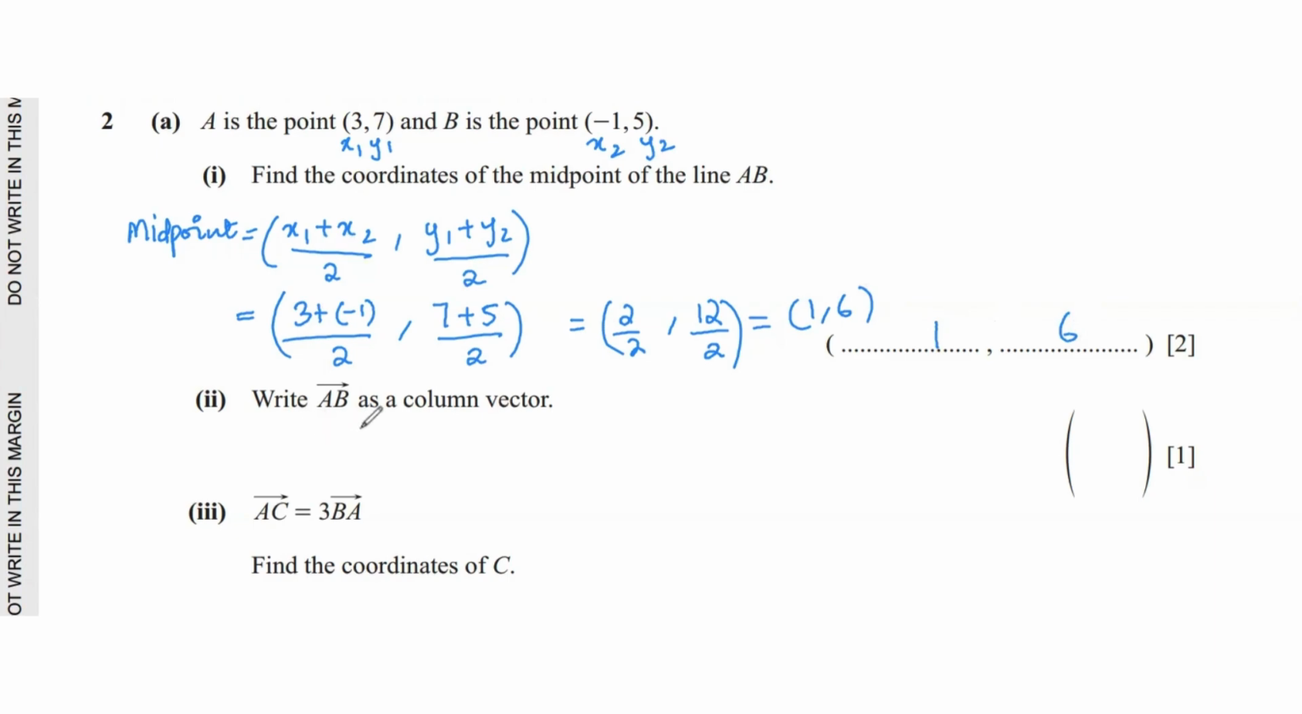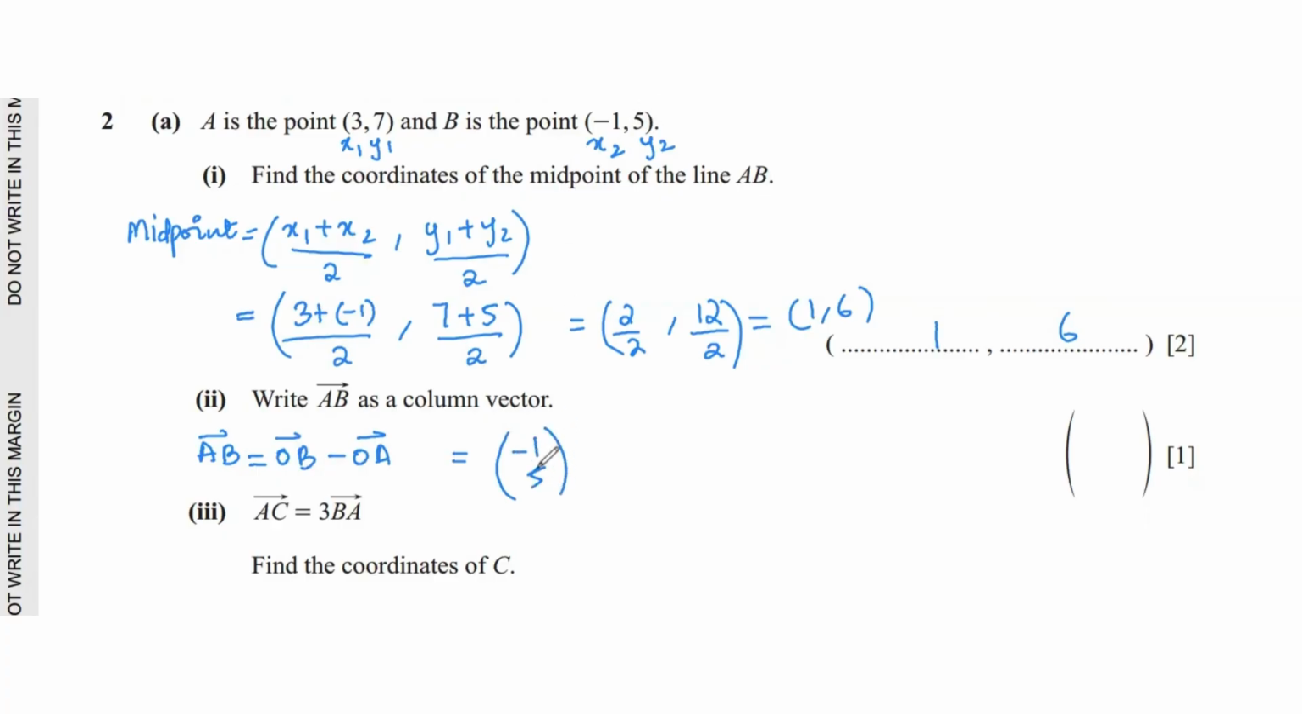Then it says write the vector AB as a column vector. So for that, we need to find the vector AB. So AB would be OB minus OA. OB is the coordinates of B and OA is the coordinate of A. So that's going to be -1 and 5.